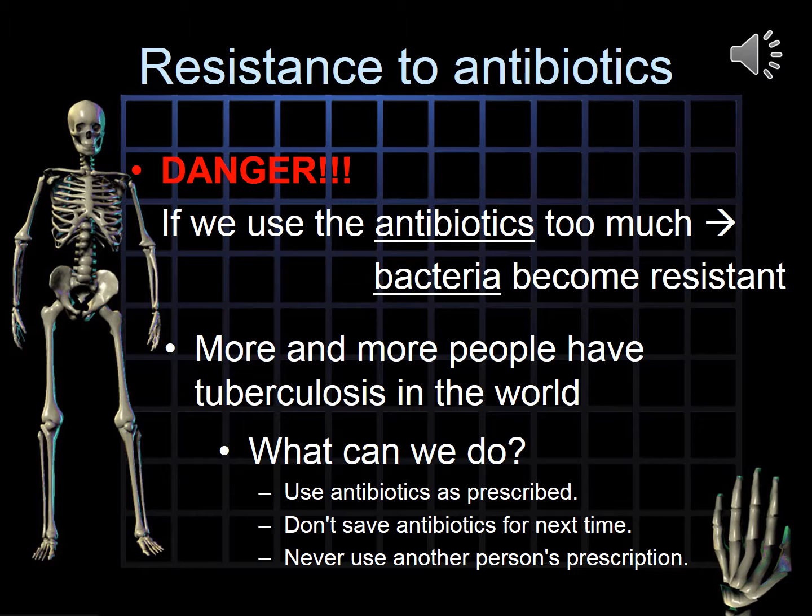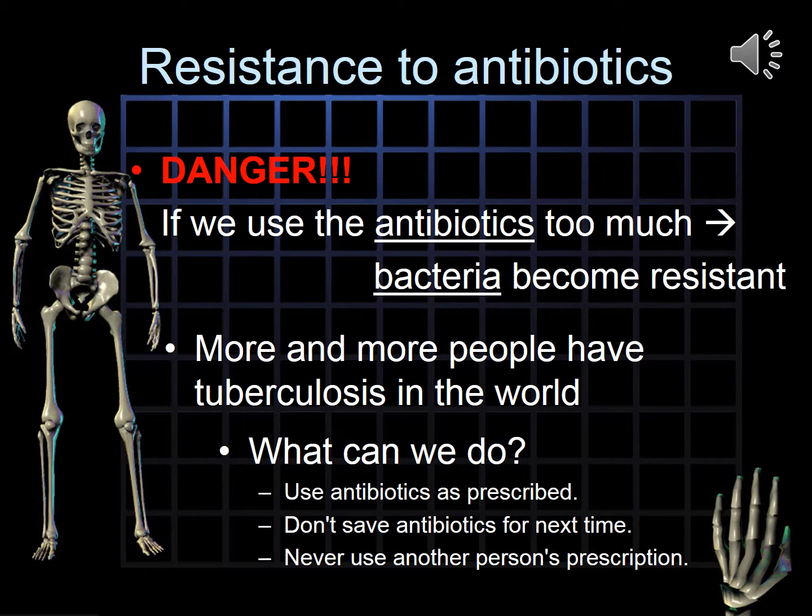And like I said before, antibiotic resistance is terrible. We have more and more people in the world with tuberculosis, because the antibiotic that used to kill the tuberculosis bacteria no longer works on a type of tuberculosis that cannot be killed with antibiotics. What we can do now is make sure that we use antibiotics as prescribed.